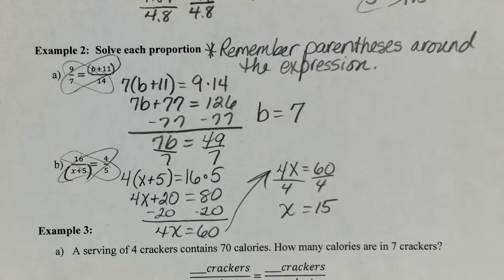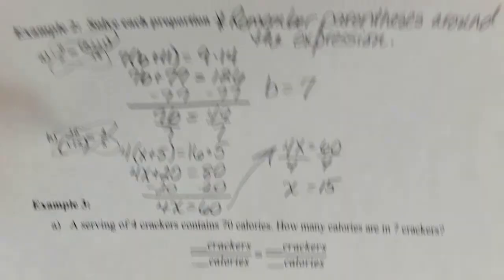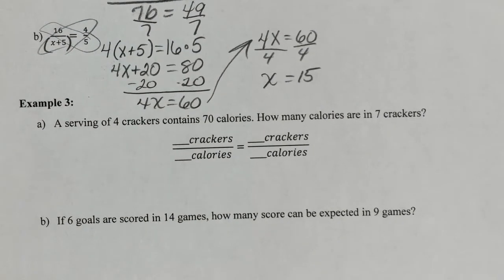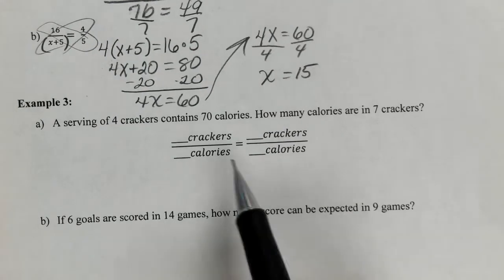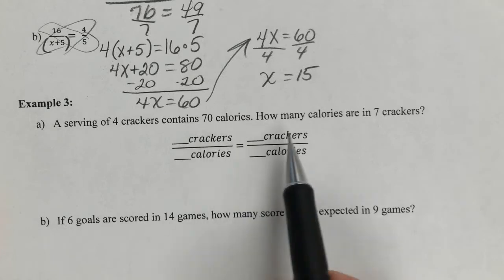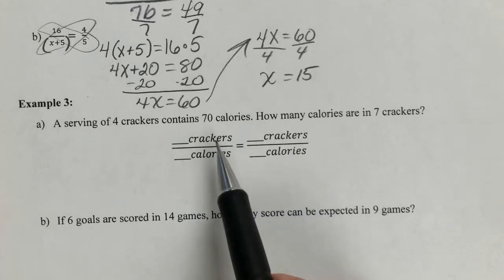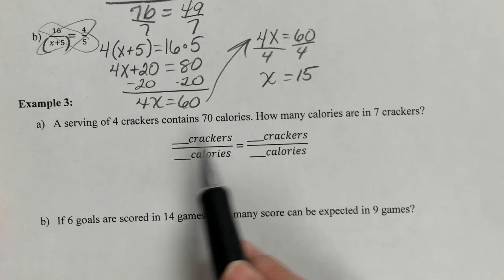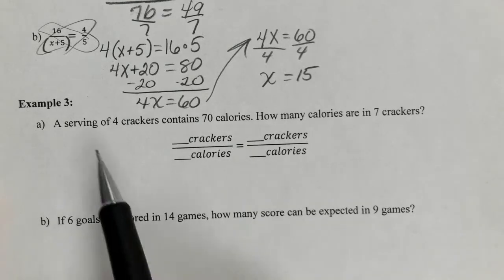All right, let's look at one last example. This is when you've got a story problem and you want to use a proportion to solve it. The most important thing about this is keeping your two numerators the same. You notice they have crackers on the top, calories on the bottom, and your two denominators the same across both ratios. So let's read the problem.